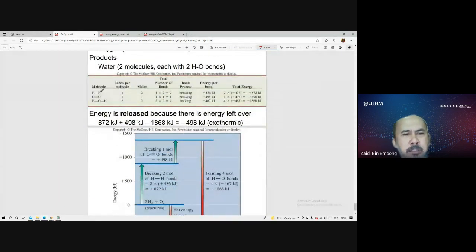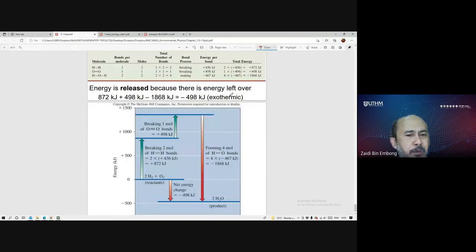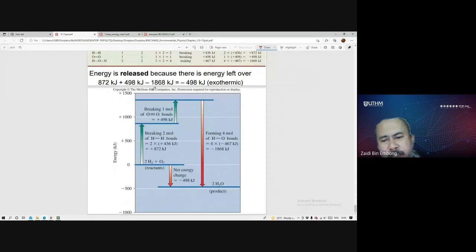Then this is one other example: hydrogen and hydrogen, oxygen double bond O, and this one. This is the way we calculate the bonding energy. And if the energy is released, you can see over here, this is the reaction and the product. Reaction and product. Okay.